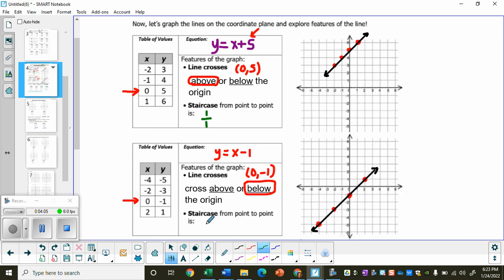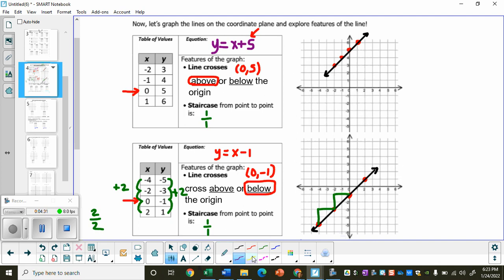And my staircase is still going to be a 1 over 1. The staircase is always a 1 over 1. Now I'll point out here, if you look, see how this is up 2 over 2? Up 2 over 2. So this is like going up 2. These are up 2, while these are also up 2. And you guys know that anything divided by itself is a 1. So 2 over 2 is the same thing as 1 over 1.